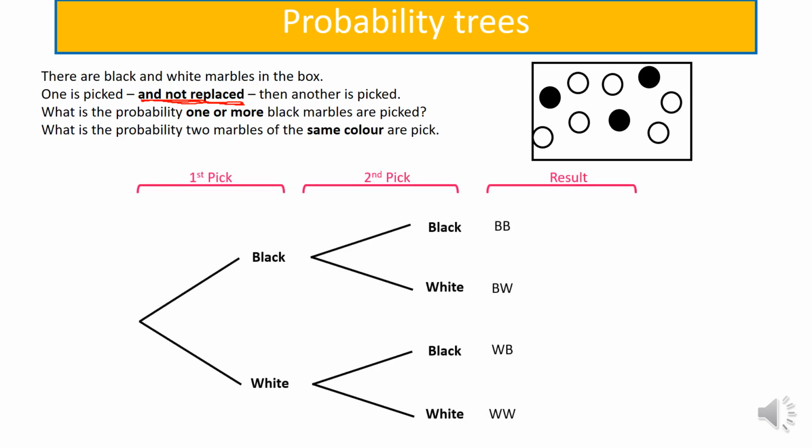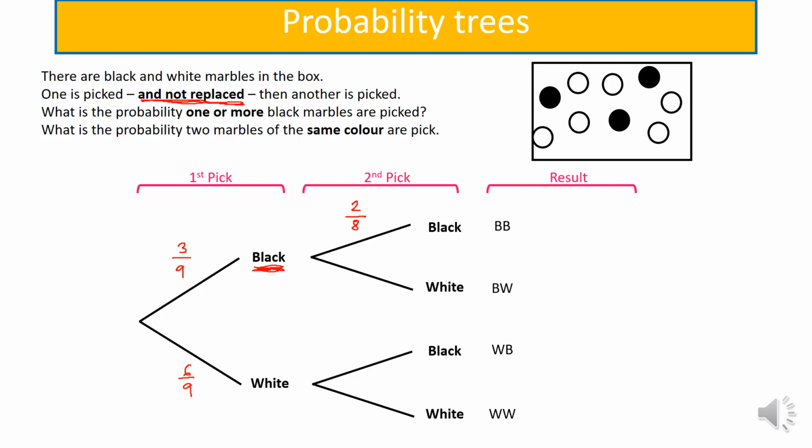So let's have a look at our tree. We need to work out the probability of getting a black one first, and that is going to be 3 over 9 because we have 3 black marbles and 9 altogether. Then the probability of getting a white one will be 6 over 9 because we have 6 white marbles and 9 altogether. When we move on to the second pick, things get a little bit more complicated. If the first pick was a black marble, then now I don't have 3 anymore. I have only 2 left, and the total is not 9, it's 8, because one marble was already taken out and not replaced.